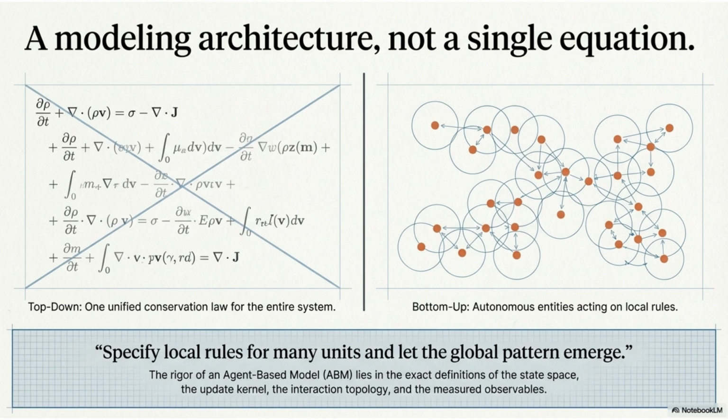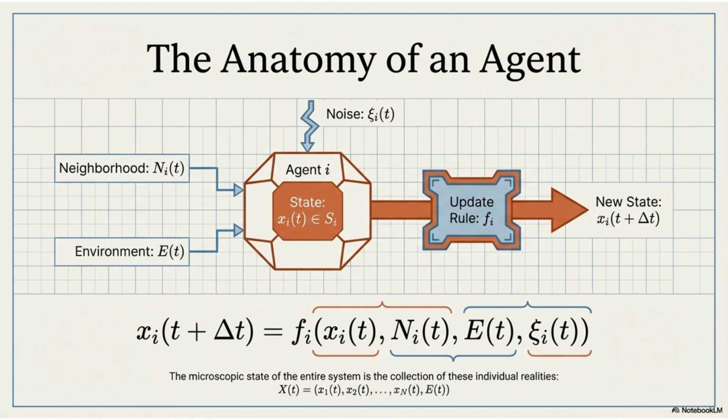conservation laws. The anatomy of an agent involves its current state, its neighborhood, the environment, and noise, which all feed into an update rule to determine the agent's new state. The overall microscopic state is a collection of these individual realities.